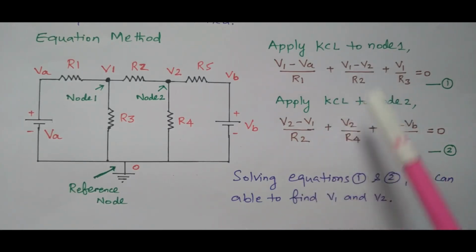Now we have two equations. By solving equations 1 and 2, we are able to find V1 and V2. So nodal analysis means we find the node voltages by applying Kirchhoff's current law. This is the equation method. One more method is available, the matrix method. Now we'll see this matrix method.